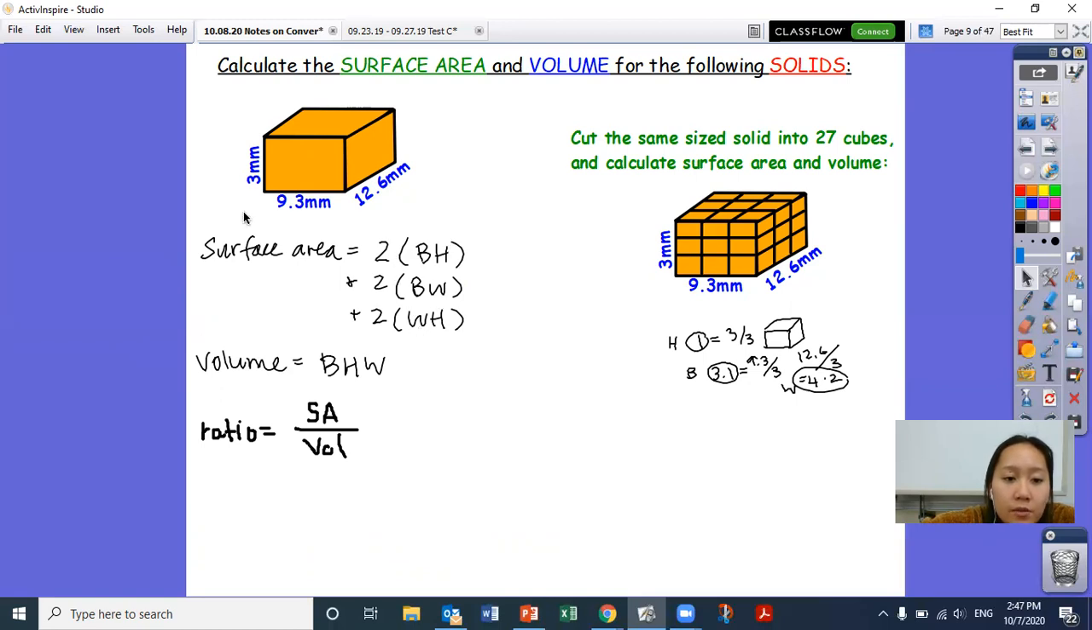Remember that the formula for surface area is 2 times base times height plus 2 times base times width plus 2 times width times height. And then volume is base times height times width, okay? And in the end, when you're finding your ratio, you're going to take the surface area number you calculated and divide it by the volume, and that's just going to be your ratio, okay?